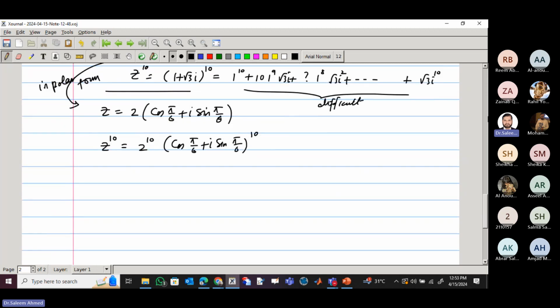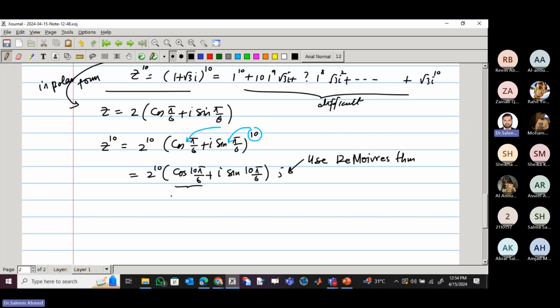And now, De Moivre's theorem says that this power will go down with theta. So basically, you get 2 to the power 10 cosine 10 pi by 6 plus iota sine 10 pi by 6. Very easy. No need to open that a square plus b square plus c square, and so on. No need to do that using De Moivre's theorem. So what I did here, I used De Moivre's theorem. That makes our life very easy.